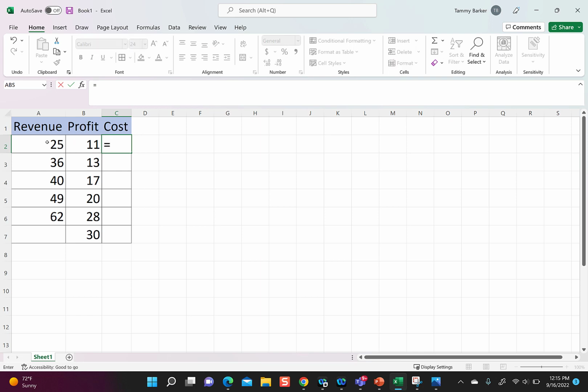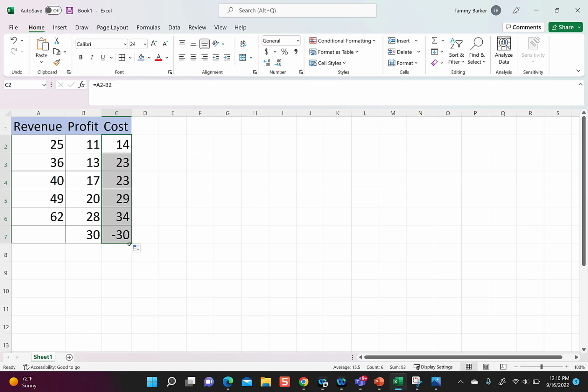So I can say equals, and I want to do revenue, so I'm going to click on that cell, minus the profit, click on the other cell, and see where it says it's going to subtract the two. And then I will just drag that down to fill it in. What I wanted to show you is that makes sense as long as the revenue and the profit both have values. If I try to drag this down to the last line where I didn't put anything for revenue, it doesn't quite make sense that I got a negative cost. You can have a negative profit, but you can't have a negative cost. You're always going to spend money.